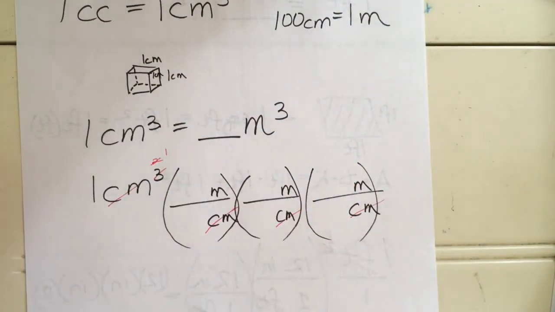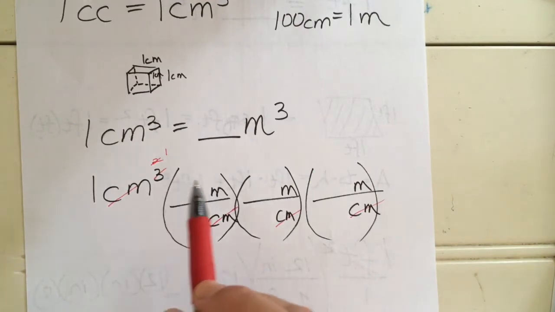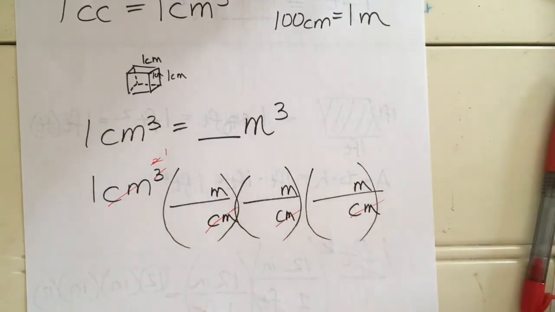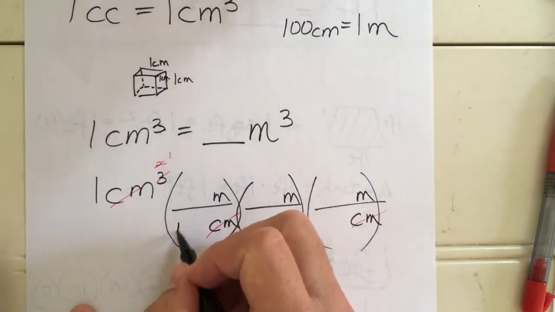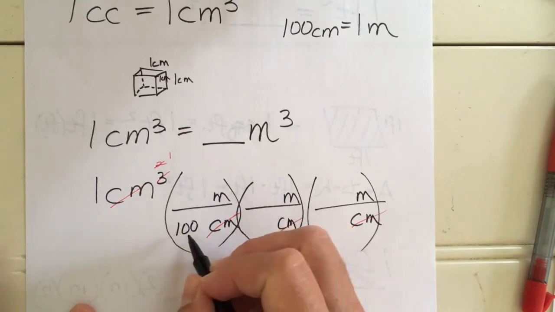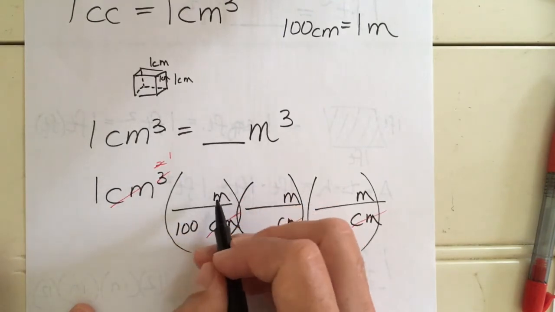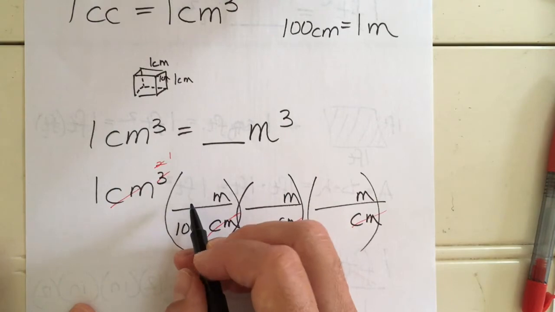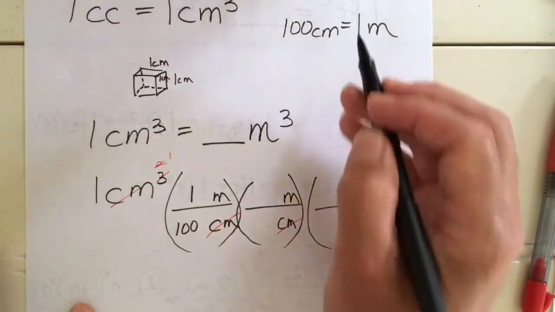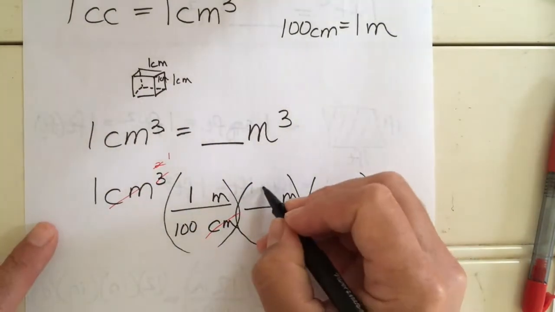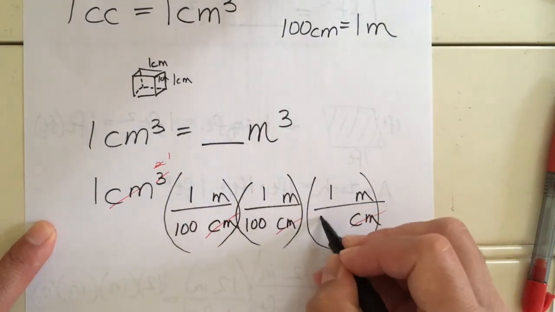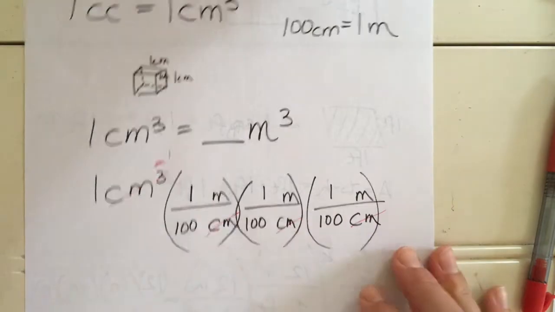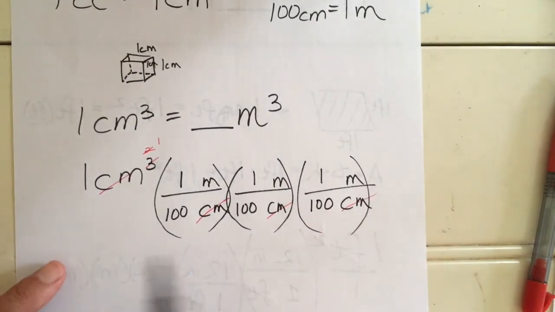All right, so we're left with meters cubed on top, but remember, there are numbers that have to go in here too, right? The 100 goes with centimeters. The smaller unit, centimeters, gets the bigger number, 100. The larger unit, meters, gets the smaller number, 1, because they're equal, so that's kind of like a balancing act. All right, so there we have it.